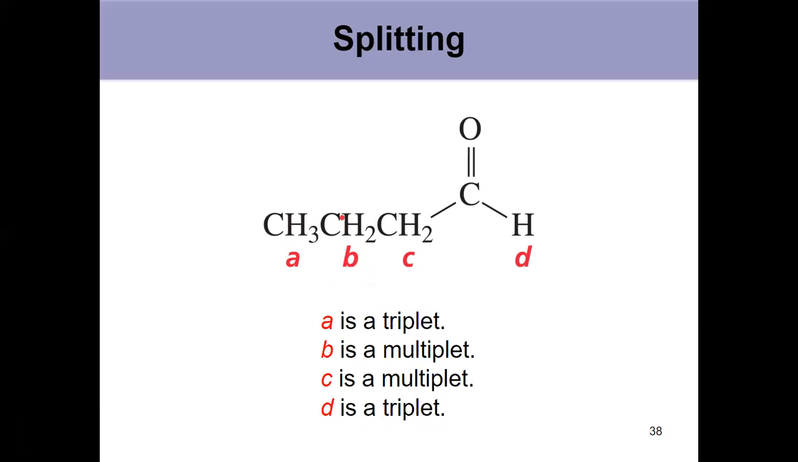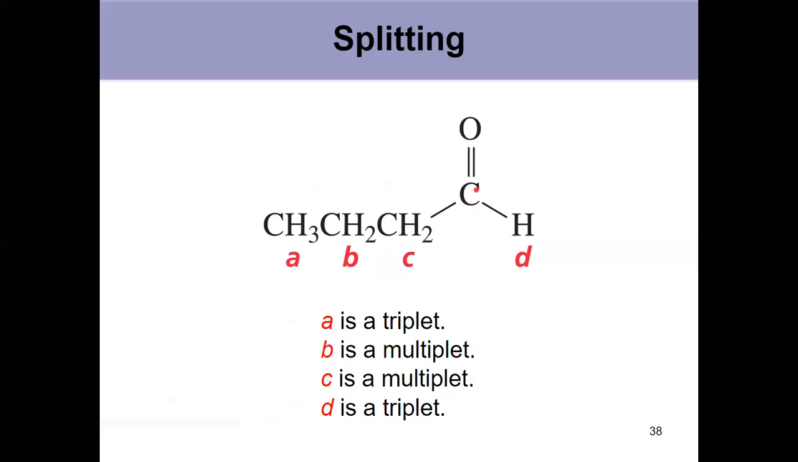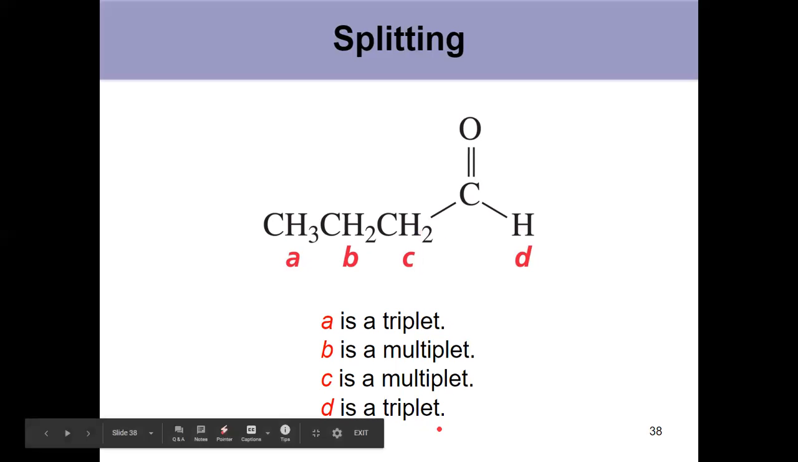B right here has 2 plus 3, 5 neighboring hydrogens. So that would be a factor of 6, and we just call it a multiplet. Over here, C has 2 and then 1 over here. It's going to appear as a multiplet, and we'll talk about why it's not just a quartet in a little bit. And then D is a triplet. Make sure you're thinking about everything that's going on. D is this hydrogen here. The neighboring carbon has 2 hydrogens, plus 1 is 3 for a triplet.